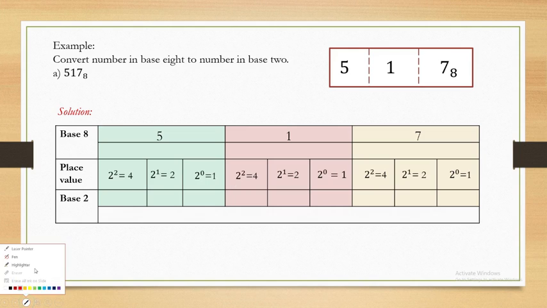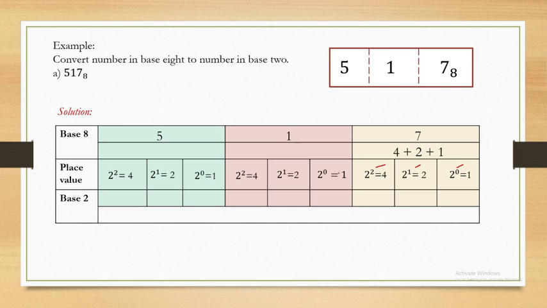Okay, then we're gonna check which number can be totaled up to form this number. 1 plus 2 plus 4 is equal to 7. So 1, we're going to take here, 2 and 4. Okay, so it's 4 plus 2 plus 1 equal to 7.